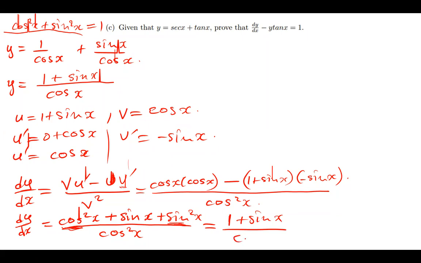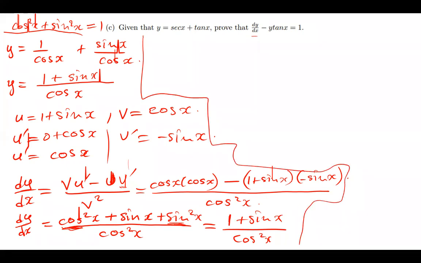Everything divided by cos squared x. So this is what we have gotten as our dy/dx. They are asking us to prove that when we write our dy/dx there, and then subtract y times tan x from the dy/dx, the answer that we're going to get is 1. Let's see if it will give us 1. If it will not give us 1, then we have made a mistake somewhere.